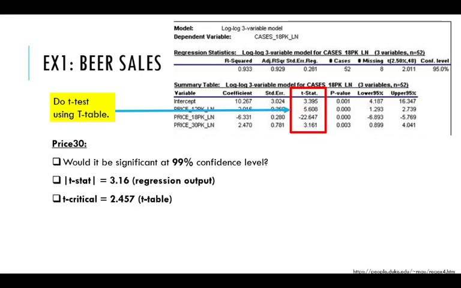We have a t statistic of 3.16 and a critical t of 2.457. And this is a result that is significant at the 99% confidence level. So don't just stop at the 95% level. Ask, can I claim a stronger result? And in this case, we can.